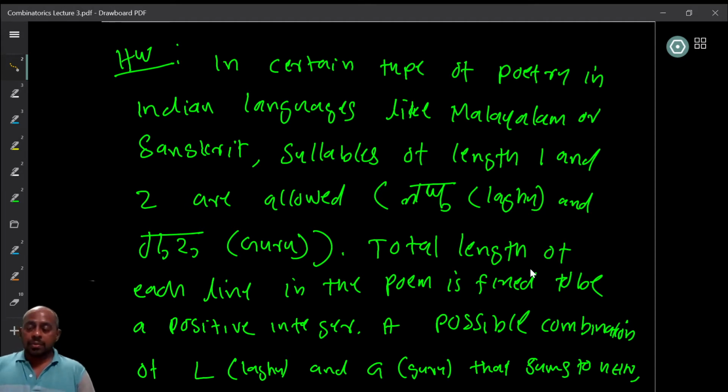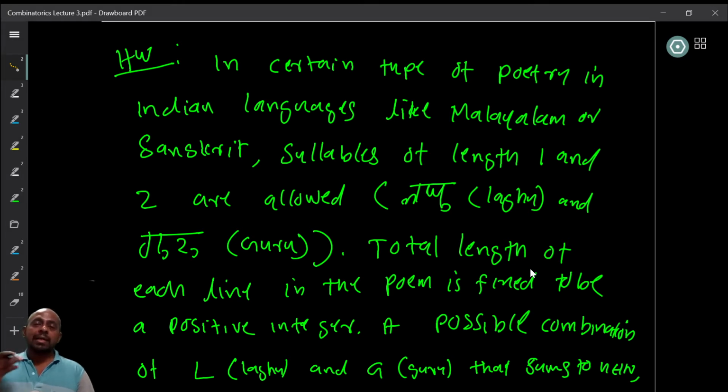So I want you to think about this and try to see how you will solve it, and how you form a recurrence relation for it, for example. So here is the question. In a certain type of poetry in Indian languages, like Malayalam and Sanskrit poetry, syllables of length 1 and length 2 are allowed. So each letter can be either short or long, like A, Ka, etc. So we have these long and short syllables. We will say Lagu is the short one, and Guru is the long one.